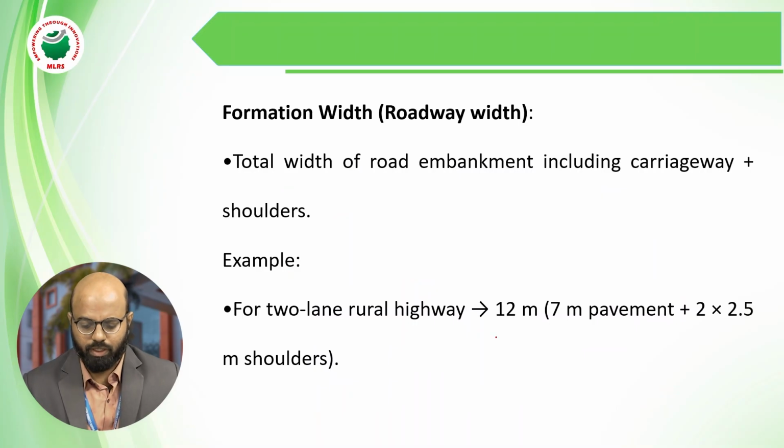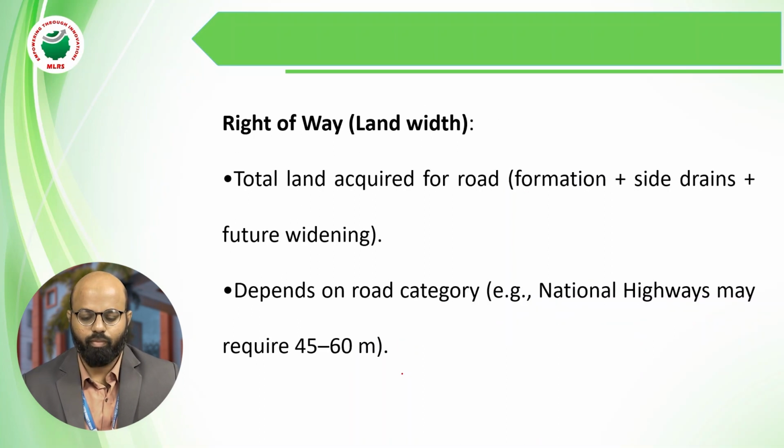Formation width. As we discussed, it is the total width of the road embankment including carriageway and two shoulders, one on each side edge. For a 2-lane rural highway, it is 12 meters: 7 meters pavement width and 2.5 meters shoulder width on each side. Next is right of way. It is the total land acquired for the road: formation width plus side drains and future widening. This is the total right of way. It depends on the road category, whether it is a national highway or state highway. For a national highway, it varies around 45 to 60 meters.